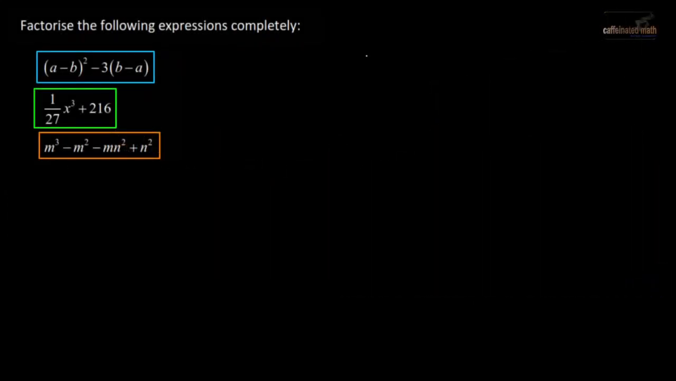Following expressions completely. That means exhaust all methods of factorization. See if we can find an example like that. So our first one just says (a minus b) all squared minus 3 multiplied by (b minus a).